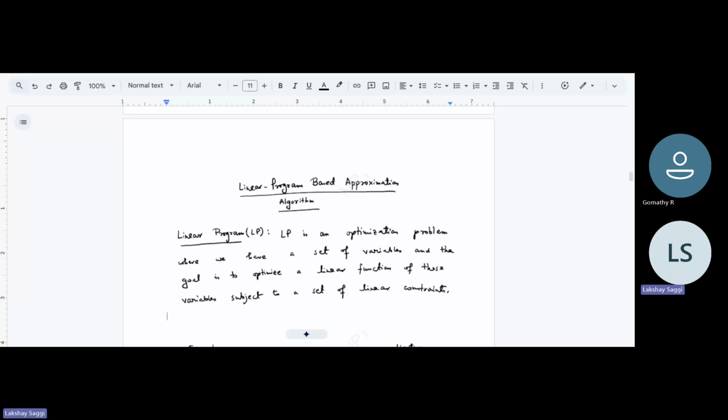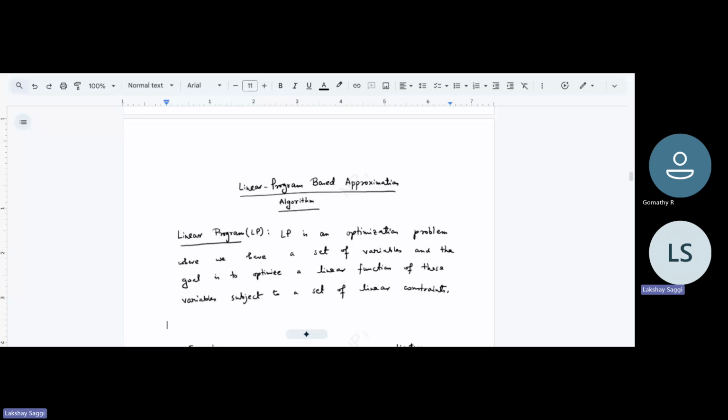So what is a linear program? I just described the relevance, why we are even studying this, but what even is a linear program? An LP is an optimization problem where we have a set of variables and the goal is to optimize a linear function of these variables subject to a set of linear constraints. So pretty simple definition on a high level.